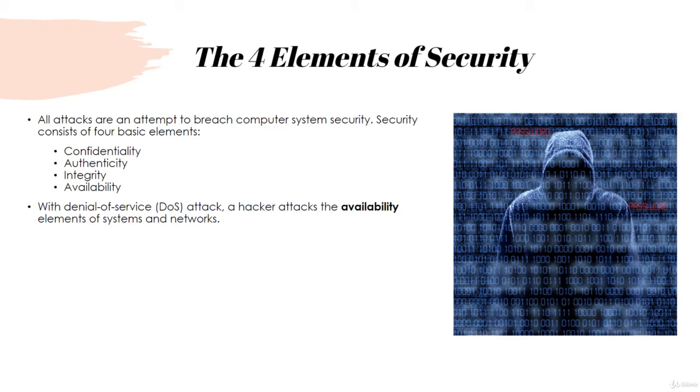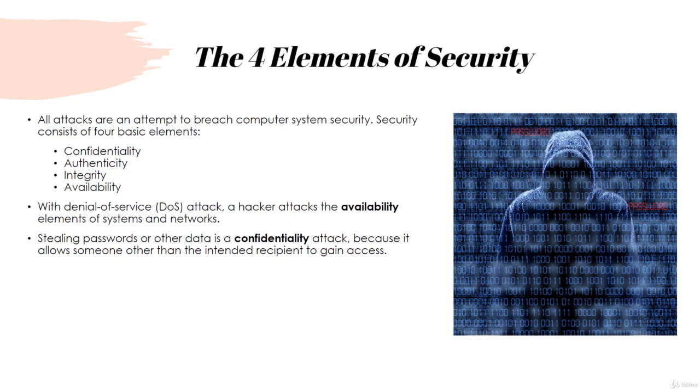That's the availability factor. Stealing passwords or any other type of data is a confidentiality attack, because it allows someone other than the actual recipient to gain access. They're hacking some type of network and looking to get information, passwords, records, whatever that may be. That's the confidentiality element. So it's very important to understand the different types of attacks within these 4 elements.